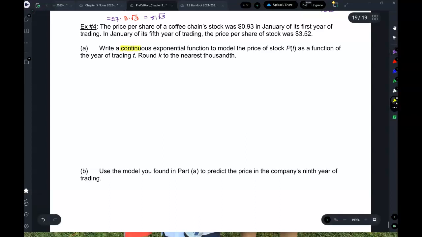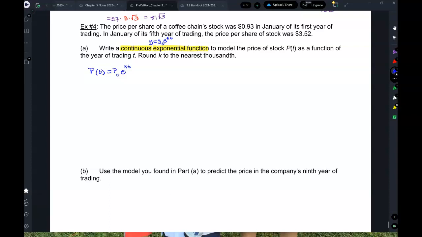So now look at this one. It says to write a continuous exponential function. Do you see where the word continuous comes in? So it's going to be e to the kt instead of anything else. To model the price of the stock P of t as a function of the year of trading t. So the fact that it's a continuous exponential function is y equals y naught e to the kt. All right. In this case, it's going to be P of t is equal to P naught e to the kt.